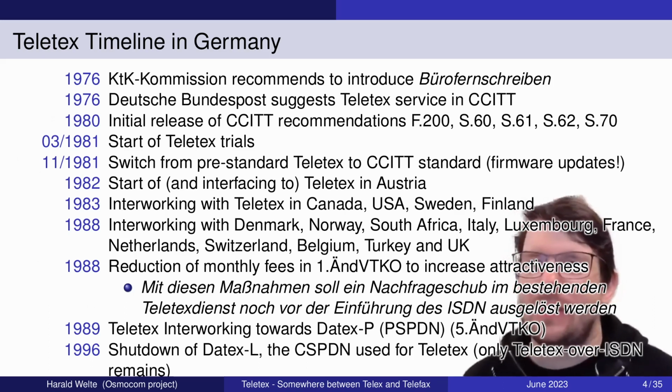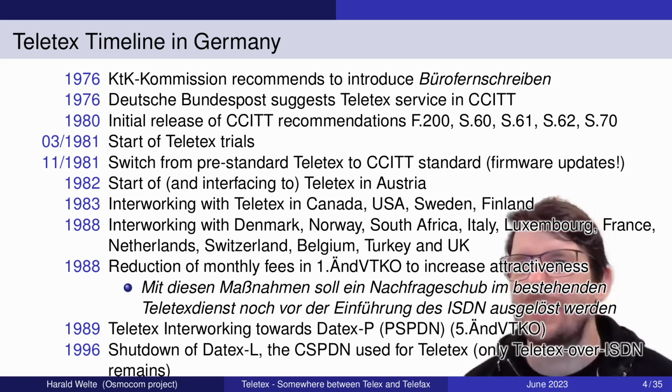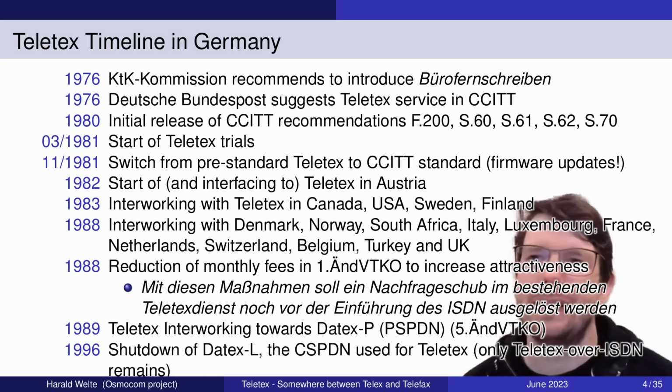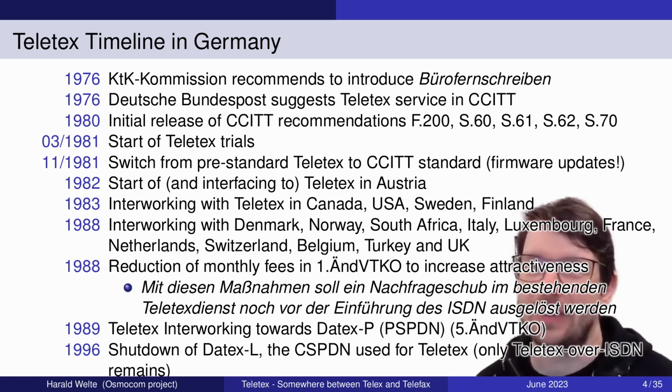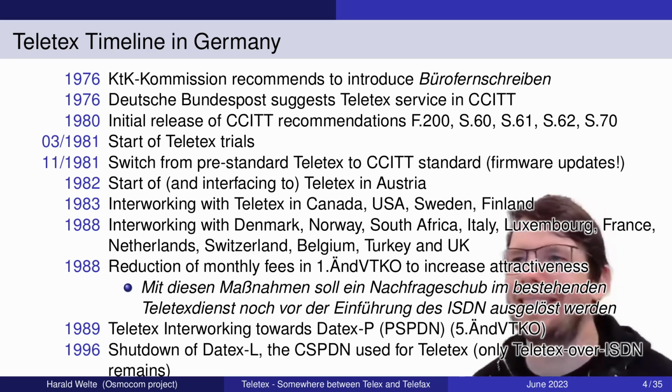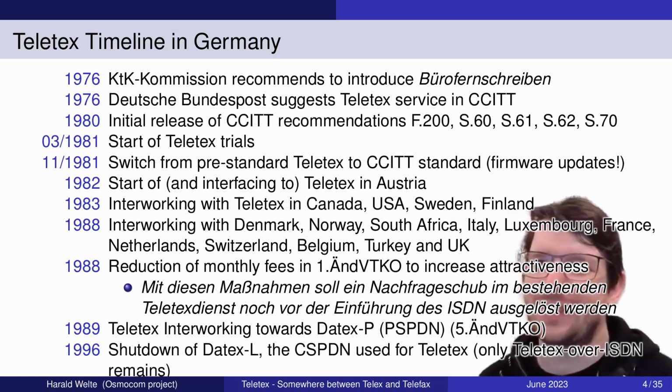Well, then more and more countries were interconnected to the German network. I didn't really find a lot. I also didn't have time to research a lot when Teletex networks were deployed in other countries. But the years given here is the time at which German documents state that interfacing to those other national Teletex networks was established. So we have Austria, then followed by Canada, USA, Sweden, Finland. So we see a strong Nordic country presence. Then 88, we have Denmark, Norway, South Africa, interestingly, Italy, Luxembourg, France, Netherlands, Switzerland, Belgium, Turkey, and UK.